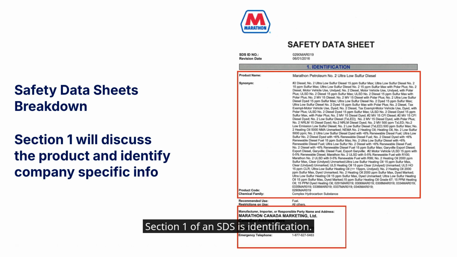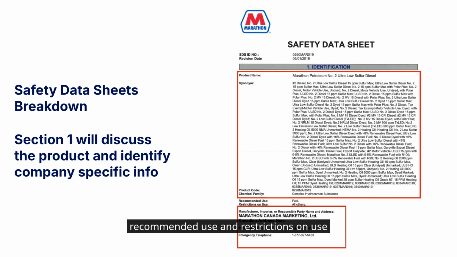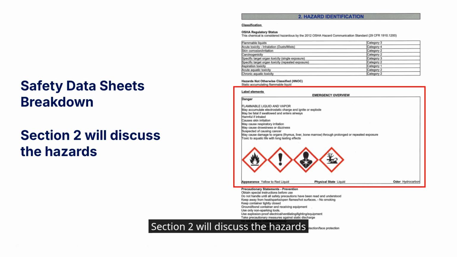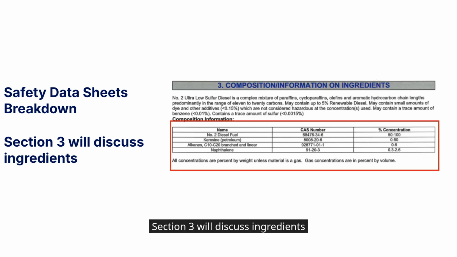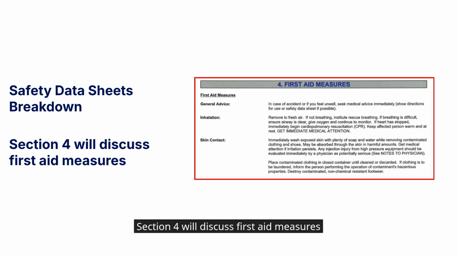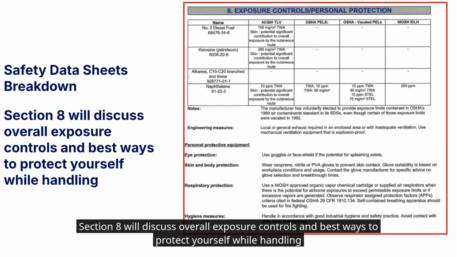Section 1 of an SDS is identification. This includes the product identifier, manufacturer or distributor, address, contact and emergency phone numbers, recommended use and restrictions on use. Section 2 will discuss the hazards. Section 3 will discuss ingredients. Section 4 will discuss first aid measures. Section 8 will discuss overall exposure controls and best ways to protect yourself while handling.